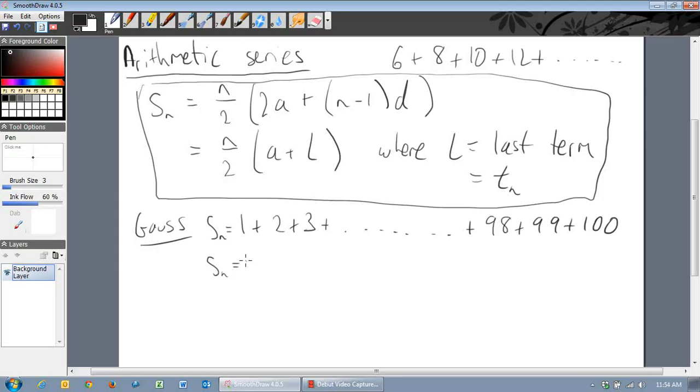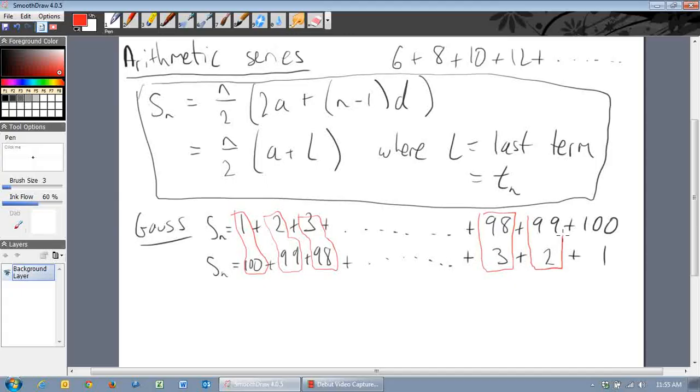So let's write them in the opposite order. So 100 plus 99 plus 98 plus 3 plus 2 plus 1. Because what he noticed is that if you do that, then all of these match up together. That one and that one. Can you see what the pattern is when you match these up? Hopefully you can see that if you add all of these things up, they all add to the same thing. And that was a really good little thing here.